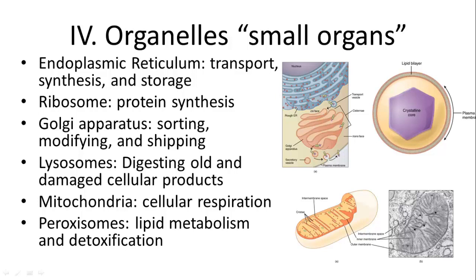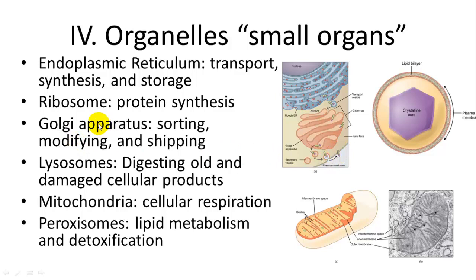Organelles. Okay, we mentioned this is one of the important features of cells. It literally means small organs. These are the basic organelles which you've learned over and over again. You have the endoplasmic reticulum, which is important for transport, synthesis, and storage. If it's rough, it has ribosomes on it. If it's smooth, it does not. Essentially, you can make proteins and then make little vesicles for them to move throughout the cell.